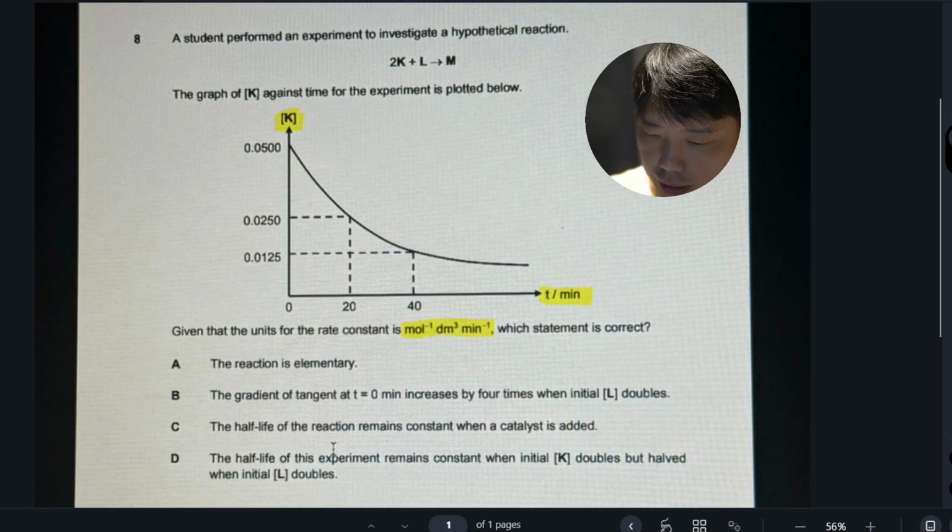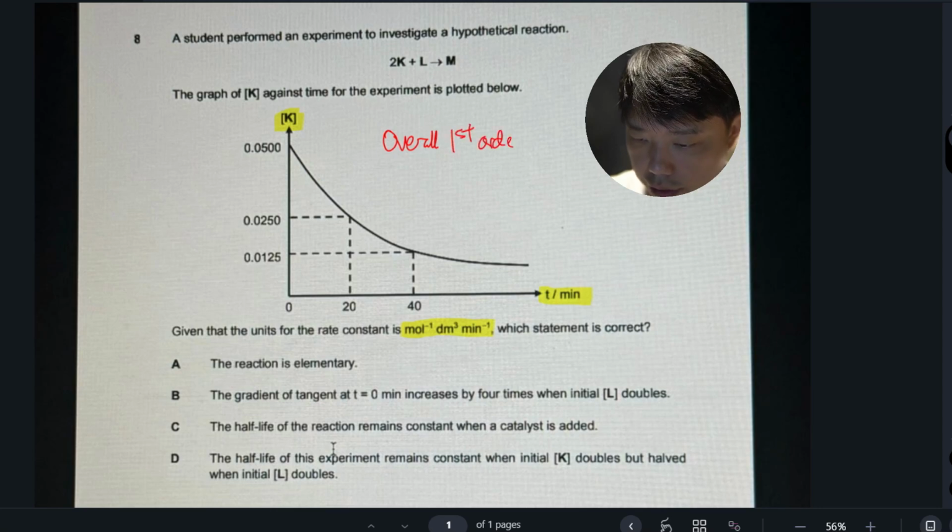shows that it is an overall first order reaction. Okay, which means that the concentration of K is directly proportional to the rate. So i.e., if K concentration doubles, your rate also doubles. That's what first order means. Okay, so why did they give us this rate constant?